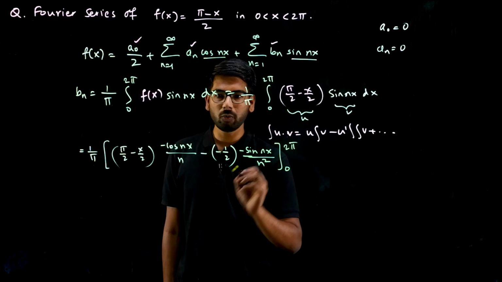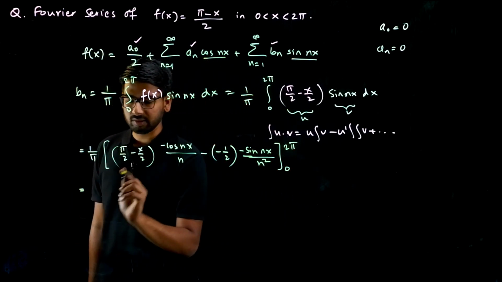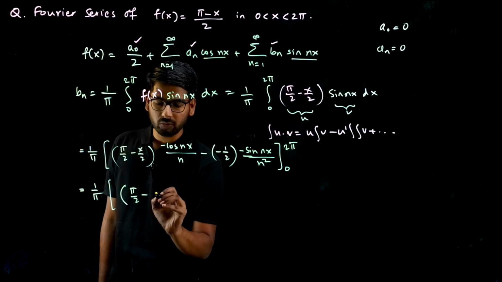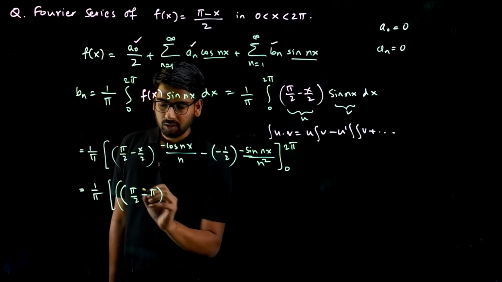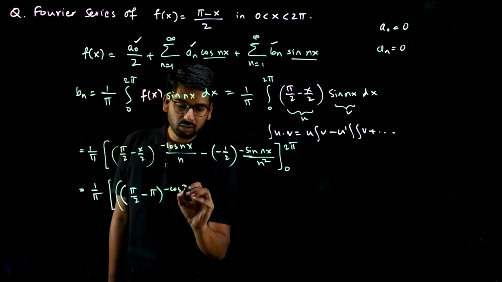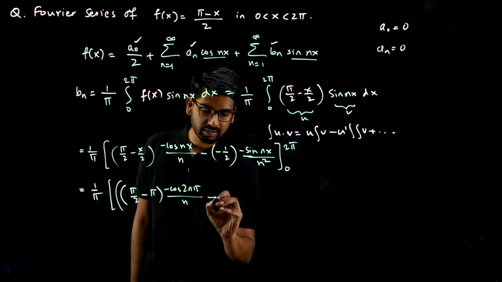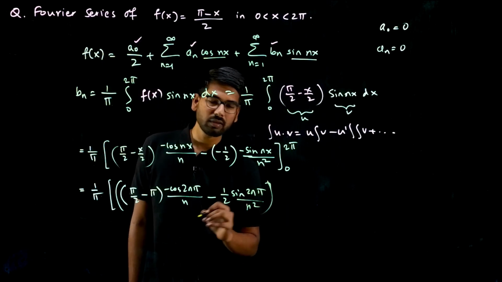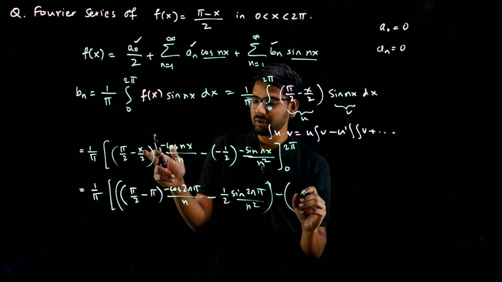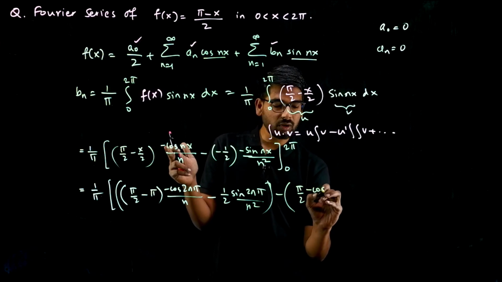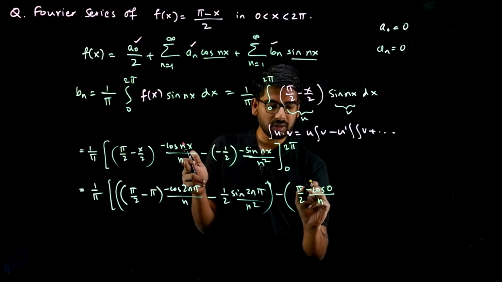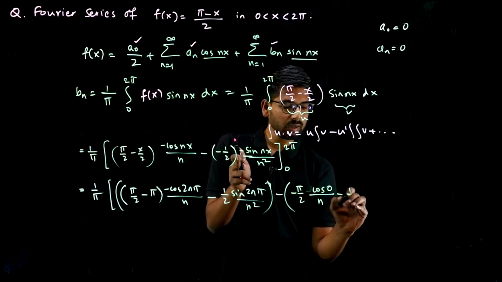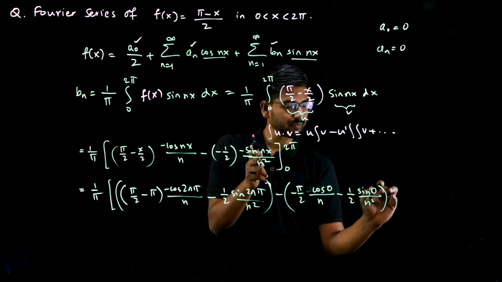So this is from where to where? 0 to 2 pi. So if you evaluate limits by substituting the upper limit in place of x here, what will you get? 1 by pi, pi by 2 minus, if you substitute 2 pi here, 2 pi by 2 is just pi, right? This minus, I'll keep it here, minus cos 2n pi by n, minus into minus plus into minus minus, 1 by 2 sin 2n pi by n square. So this is for the upper limit. Minus, for the lower limit you substitute 0 here. Pi by 2 minus 0 is pi by 2, minus cos 0 by n, minus into minus plus into minus minus, 1 by 2 sin 0 by n square. So these are the limits.